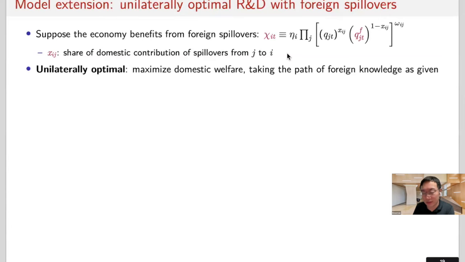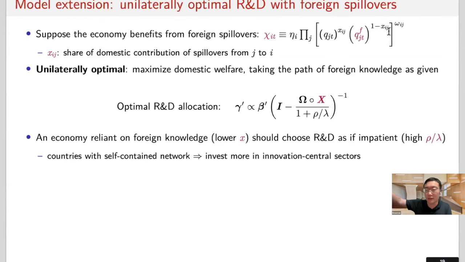Now, essentially, the required modification is to R&D. The R&D efficiency in sector i depends not only on domestic knowledge, but also on foreign knowledge. So the elasticity is no longer just omega ij, but it has domestic components and foreign components. But I'm still going to think about a domestic planner trying to allocate R&D to maximize domestic welfare, taking all the future foreign knowledge as given. Turns out the intuition is very similar to the closed economy case.